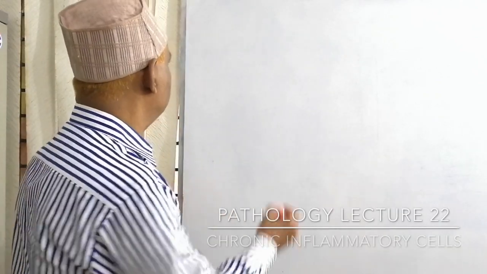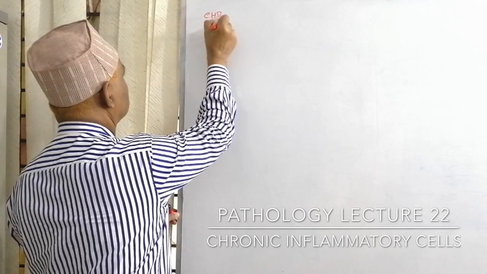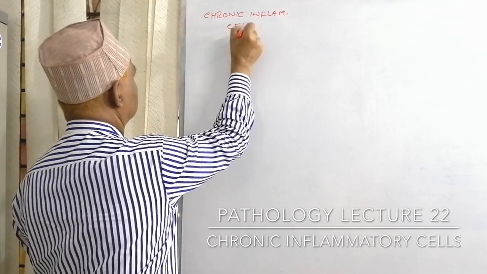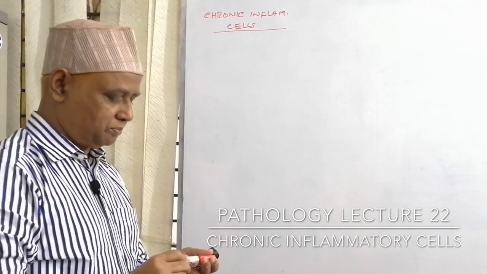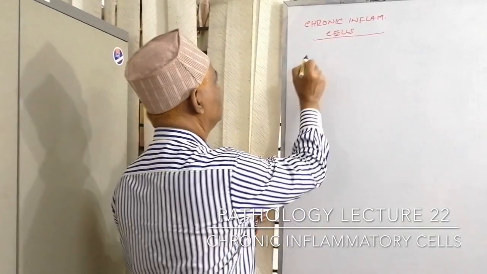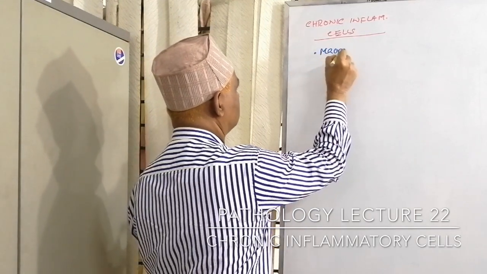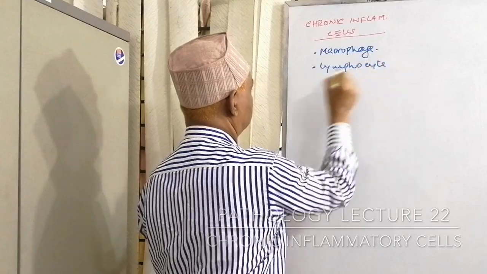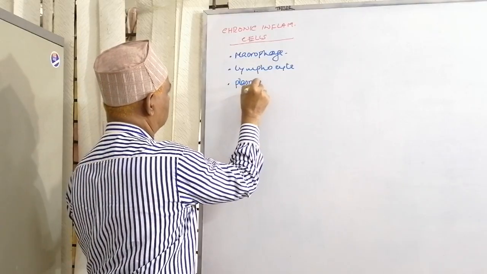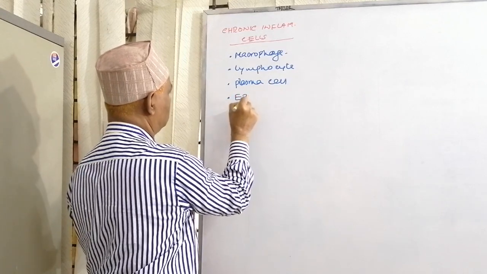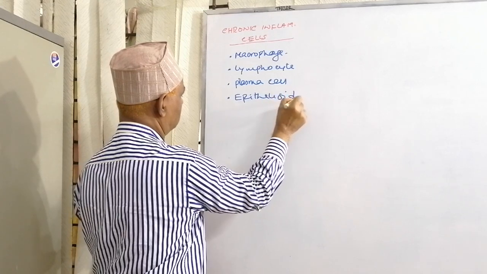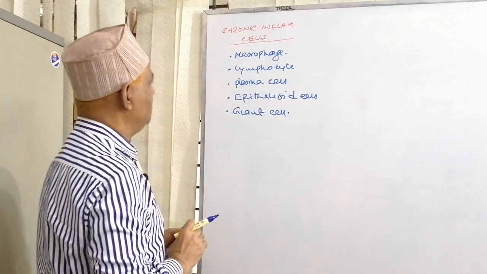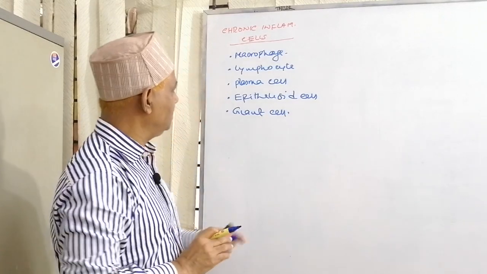Now come to chronic inflammatory cells. The names of chronic inflammatory cells: macrophage, lymphocyte, plasma cell, epithelioid cell, giant cell. So macrophage, lymphocyte, plasma cell, epithelioid cell, giant cells, these are the chronic inflammatory cells.